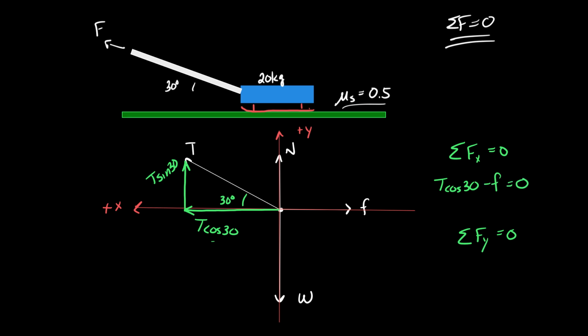In the y direction, I see 3. I see this one, and this one. That all good for you guys? All right. So T sine 30 plus normal force minus weight equals 0. All right, that takes us to the end. That's generating relationships. We have 2 relationships we've generated.